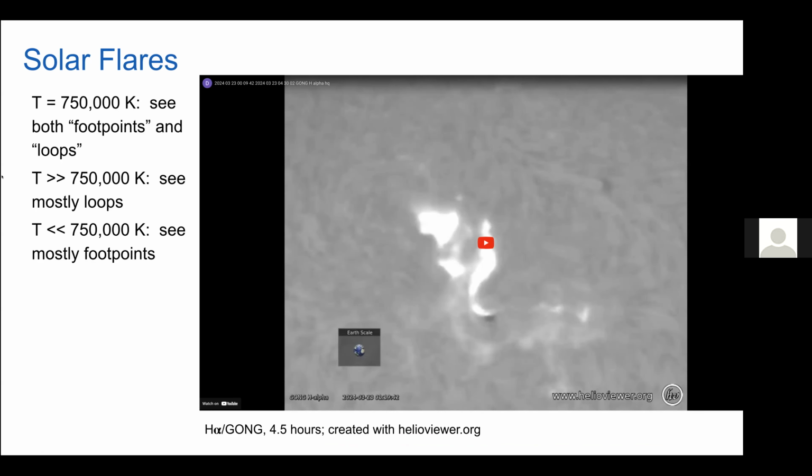So for bandpasses that are sensitive to higher temperatures, you primarily see the loops. And for bandpasses that are sensitive to cooler temperatures, like 10,000 degrees, still pretty hot, but we consider it cool, you primarily see the ribbons or the foot points of these magnetic fields, which are threading the lower atmosphere. And this is a movie of H alpha, which is sensitive to temperatures of about 10,000 degrees for this flare. So you'll just see primarily the ribbons spread apart.